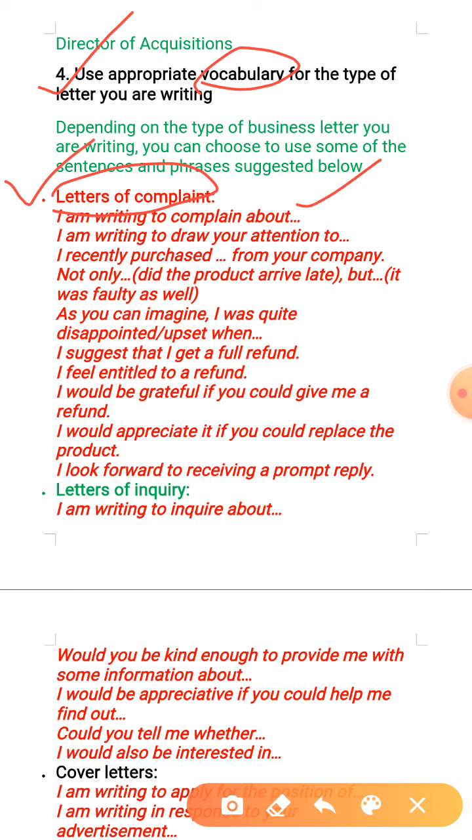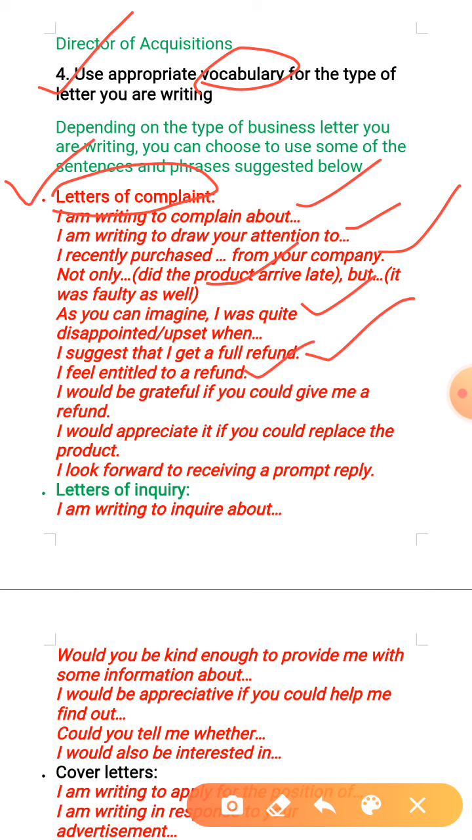Second one, I am writing to draw your attention to. Third one, I recently purchased from your company. Next one, not only did the product arrive late, but it was faulty as well. As you can imagine, I was quite disappointed and upset. I suggested that I get a full refund. I feel entitled to a refund.